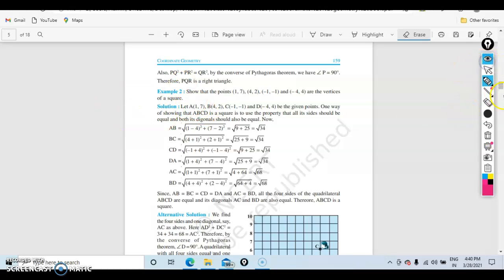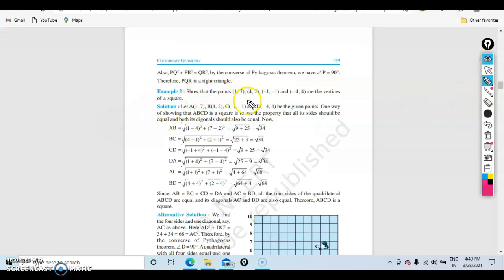The next one: show that the points (1, 7), (4, 2), (-1, -1), and (-4, 4) are the vertices of a square. So they are asking about the square, whether it forms a square or not. Now we are discussing four points. So the square will be like this, no? Now just give the names A, B, C, D.